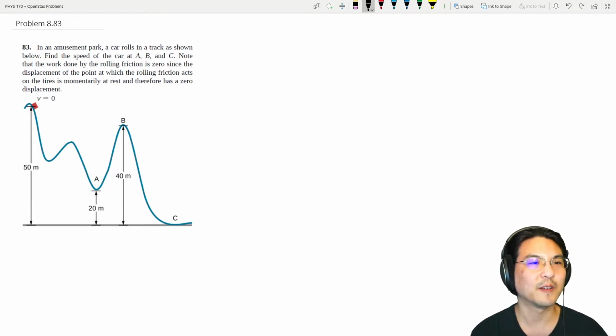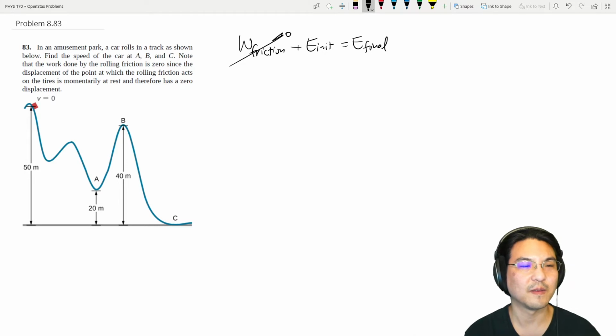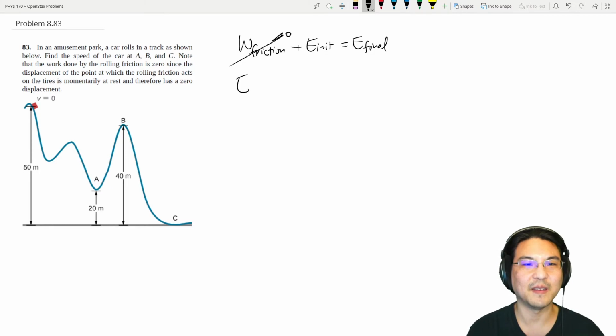So there's no kinetic friction. There's rolling friction, but the work by rolling friction is 0. So the work by friction is 0. So energy is conserved for all of the cases here. So I'm going to call this, let's say, E naught initially when it's over here, and then let's go with E at point A over here. So let's do this one first.